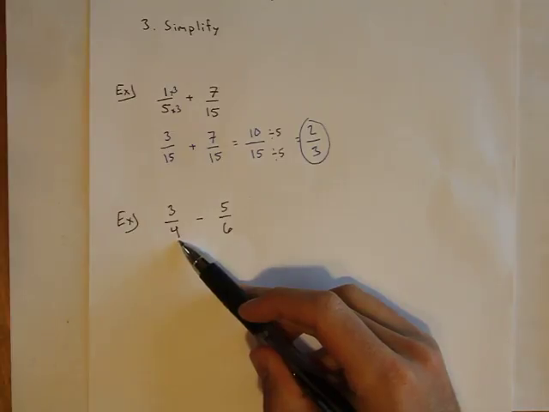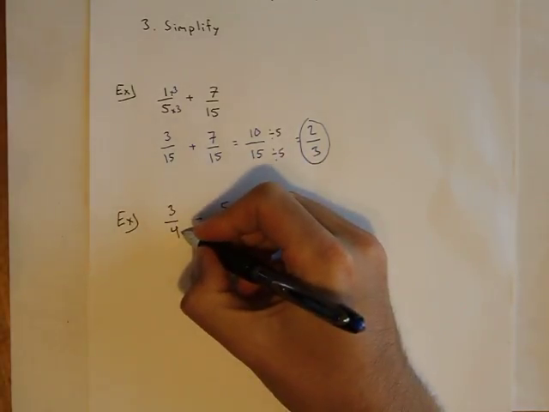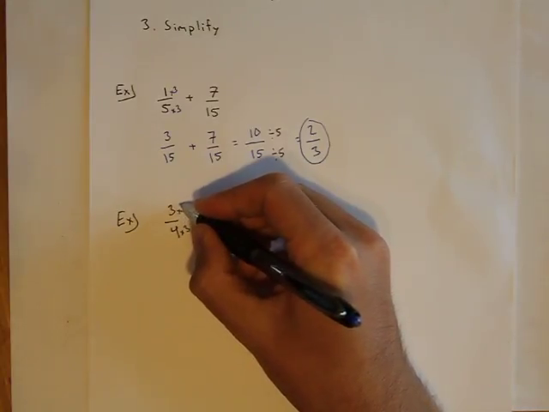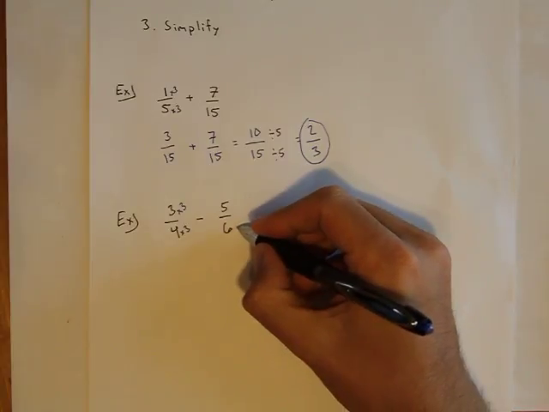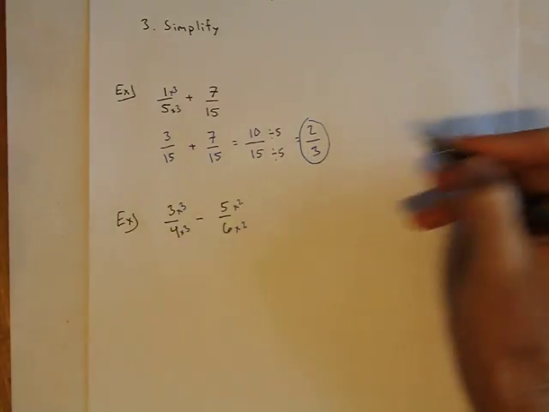However, I recognize that I can change the denominator to 12, so I'm going to do that. And in order to get 4 to become 12, I have to multiply by 3, top and bottom. And in order to get 6 to be 12, I have to multiply by 2, top and bottom.